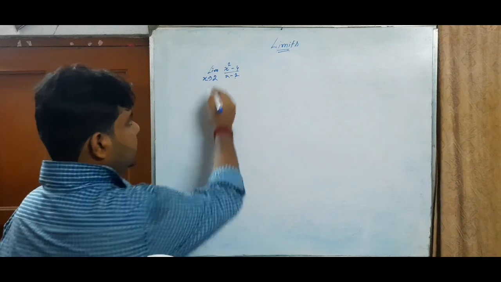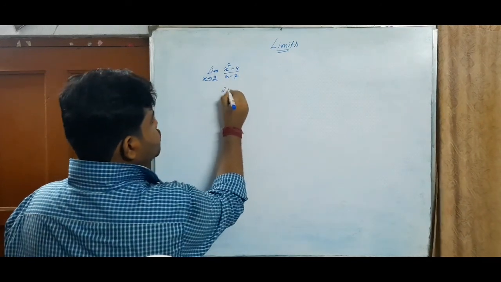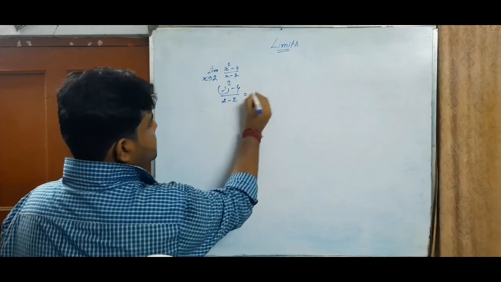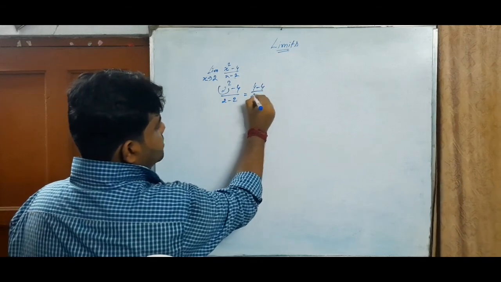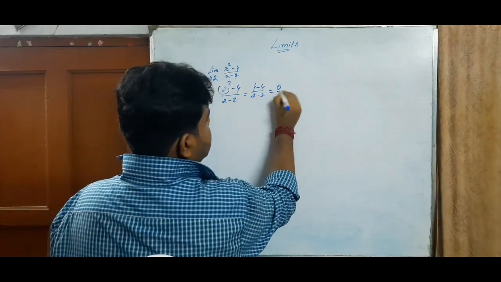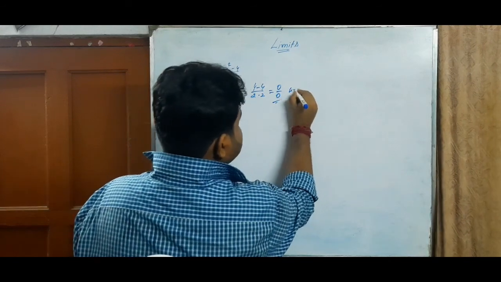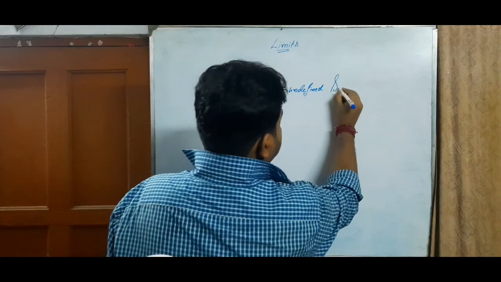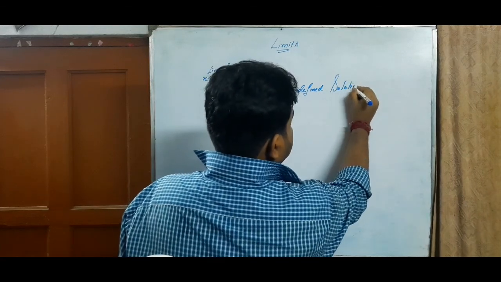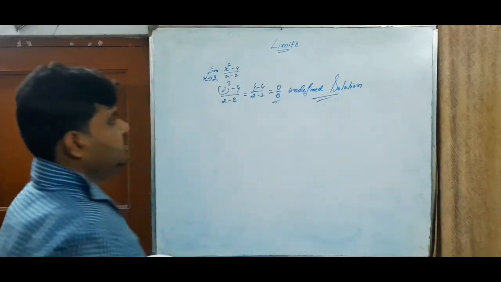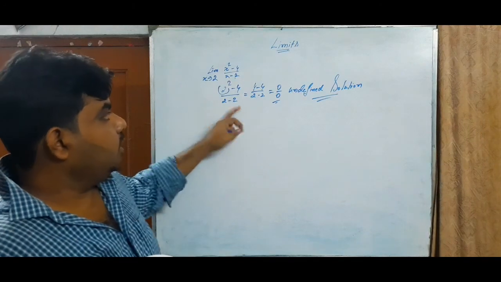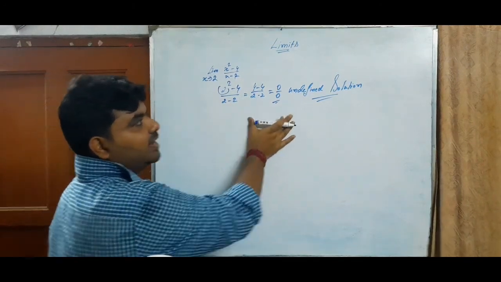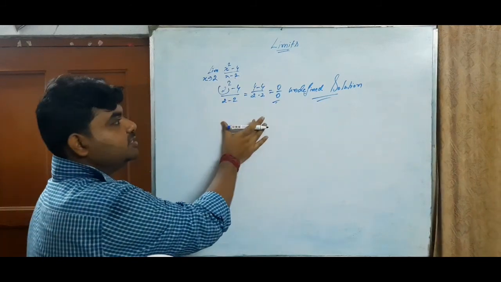Now that is 2 square minus 4 by 2 minus 2, that is 4 minus 4 by 2 minus 2. This will be 0 by 0, that is undefined solution. Now just see, we are not getting the value, we are getting an undefined solution in case of function.